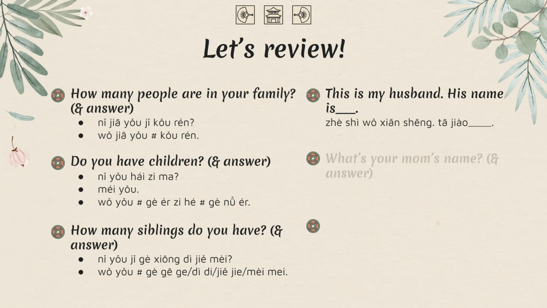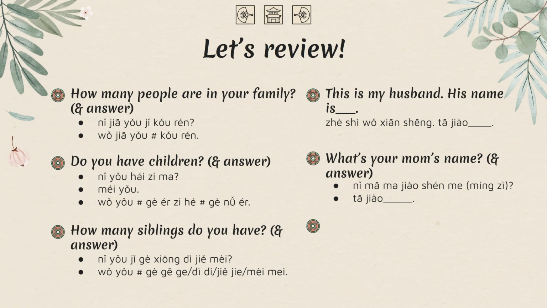Next one is again a review of what we learned in the self-introduction lesson. How would you ask about your mom's name? What's your mom's name? And how would you answer it? So if you remember that lesson, you remember the way you ask somebody's name is 你叫什么 or 你叫什么名字. But here, instead of 你, we're asking about your mom. So it's 你妈妈 or 你的妈妈叫什么. Or you can put 名字 in there. And to answer that, it's simply 她叫.